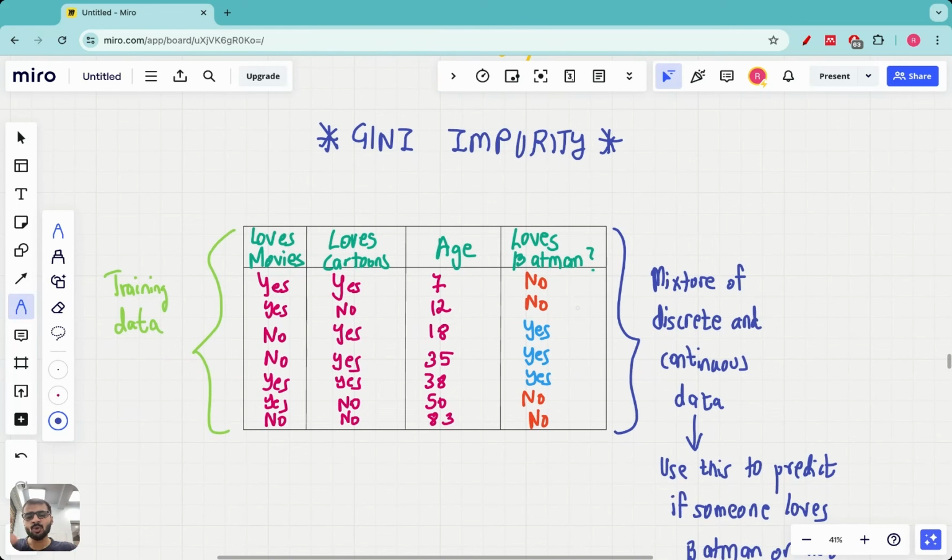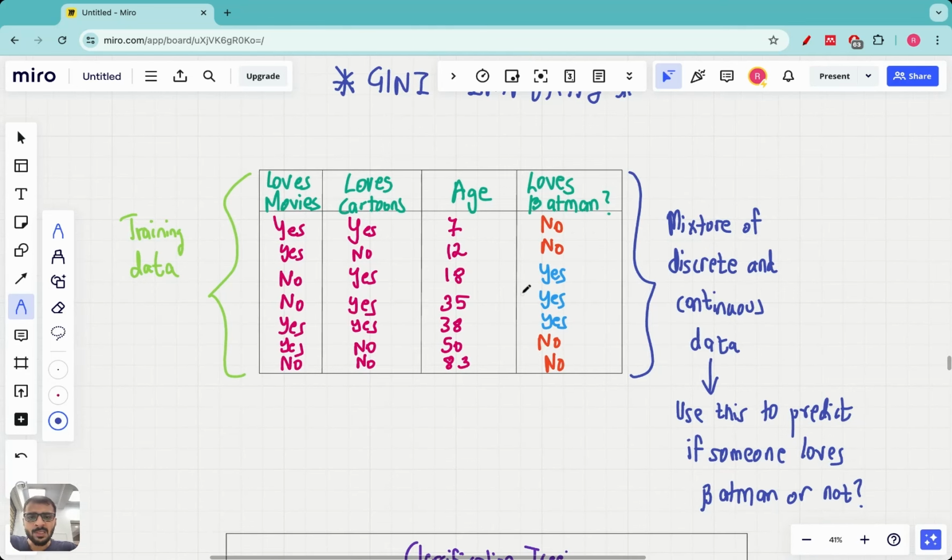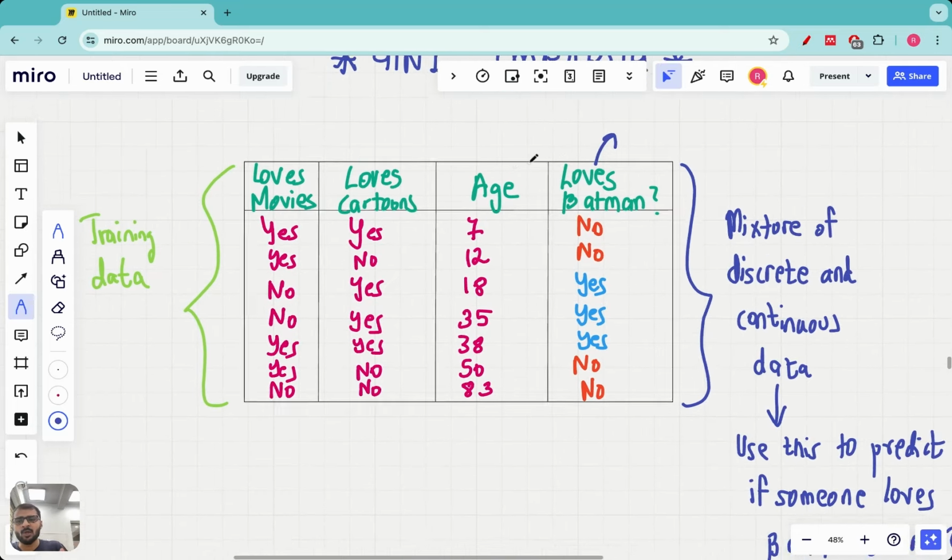So let me take you through what we have covered so far so that everyone who has joined for the first time will also understand this lecture. We are going to build a classification tree completely from scratch. And here is the training data which we are looking at. The training data consists of four categories: loves movies, loves cartoons, age, and then the final goal is to predict whether the person loves Batman or not.